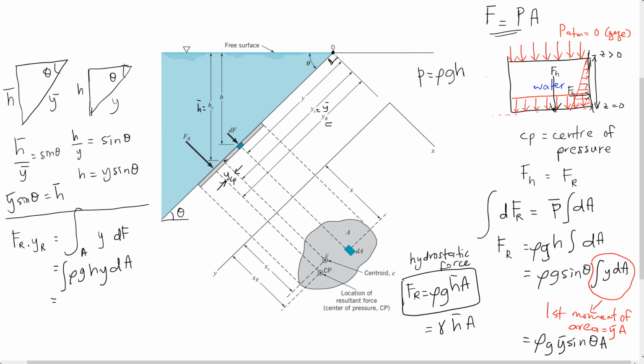However, we want to ensure that we use the same notation, which is a parameter or property, which is y. So h will be replaced with y sine theta. So now we get rho g y, another y here, and then sine theta dA. So I put the constant outside, rho g sine theta. So I have this y square dA.